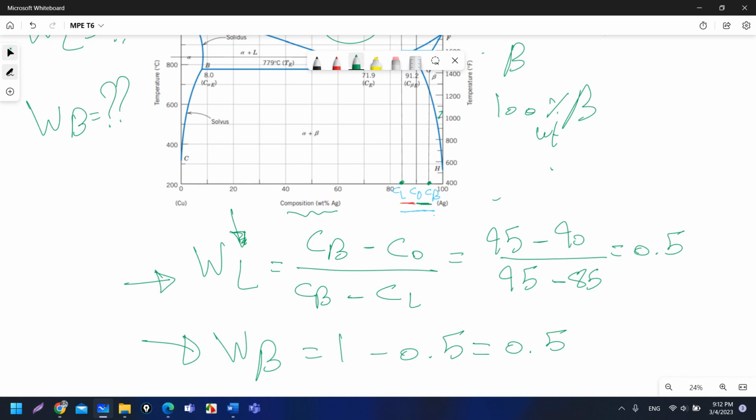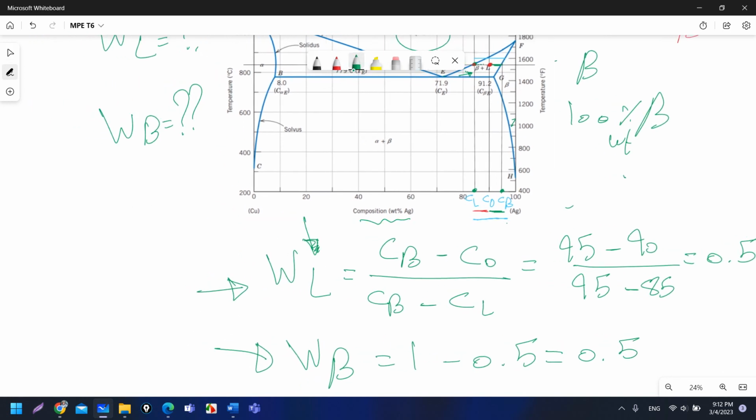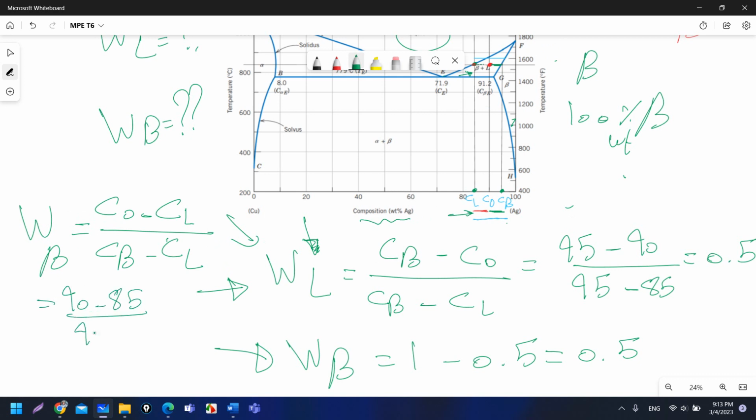Also, I can do the same thing like what I did in the weight fraction of liquid, and I will say that the weight fraction of beta is equal to the total distance. It is always the same, C beta minus CL, the total distance, the value on the most right and the value on the most left. Okay, and now I want to calculate for the beta. Beta on the right, I will take the line on the left, and it is the opposite. So I will take the red line, which is C naught minus CL. Okay, so it will be 90 minus 85 over 95 minus 85, which is also equal to 0.5, or you can say directly 1 minus 0.5 is equal to 0.5.